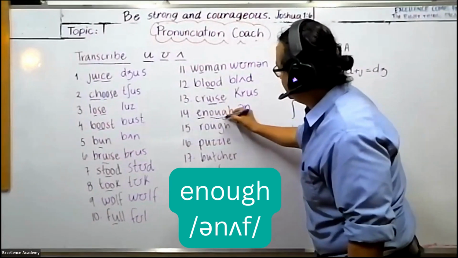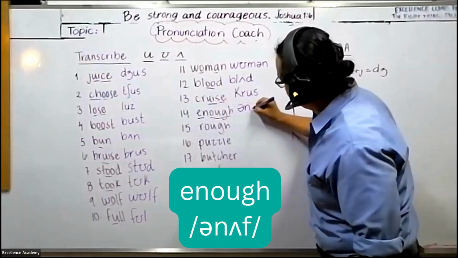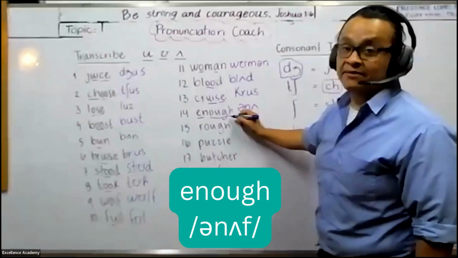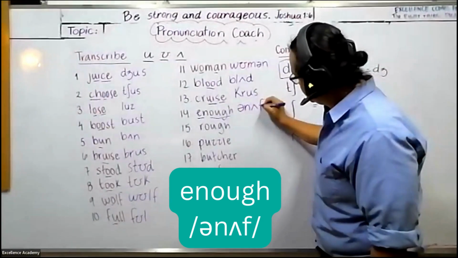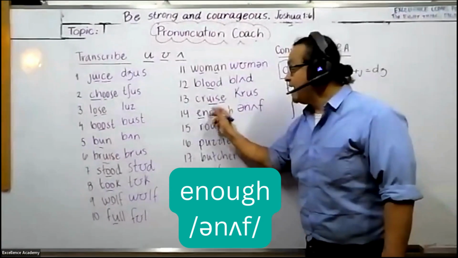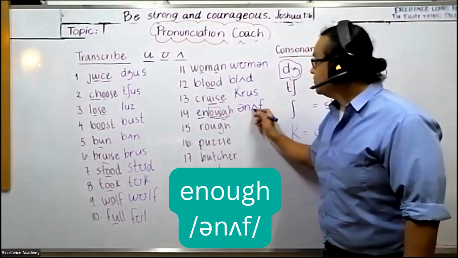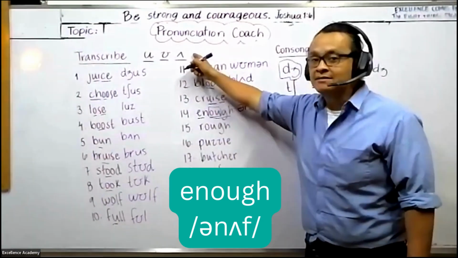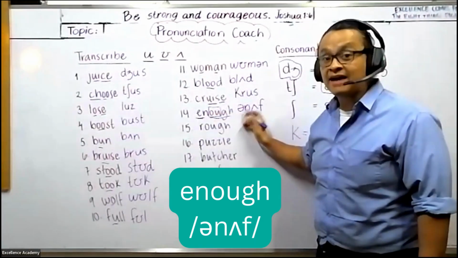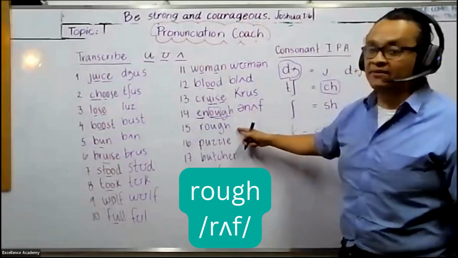Naf. This part over here, the OU is going to sound like an A sound. So we'll put it there. And the GH is going to be an F sound. So we'll transcribe it like this. Enough. As you can see, the accent or the stress sound is in the OU. Therefore, we must use the accented A sound. And the weak sound is here with the letter E. Enough. Number 15, rough.